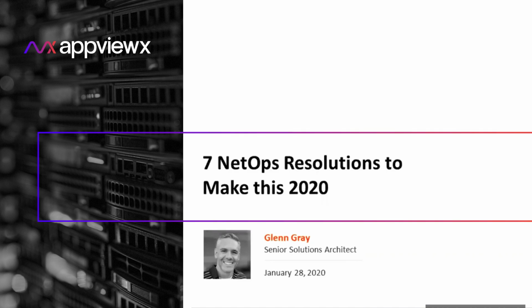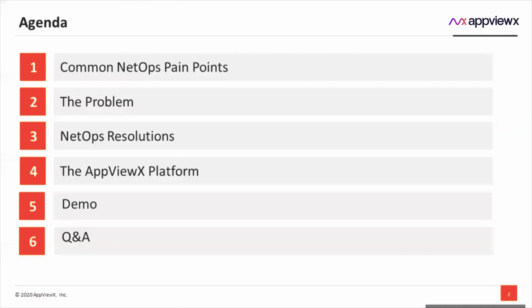I want to thank you for taking this time today to hear about AppViewX and our topic of interest today, which is covering 7 network operations resolutions that you could potentially make this year in 2020. For the agenda today, I want to cover some common NetOps pain points, describe some of those problems that contribute significantly to pain points, and then translate those into some resolutions, some things that maybe you can take forward and try to focus on, and if you identify with some of these pain points or problems within your own environment, maybe seek to resolve.